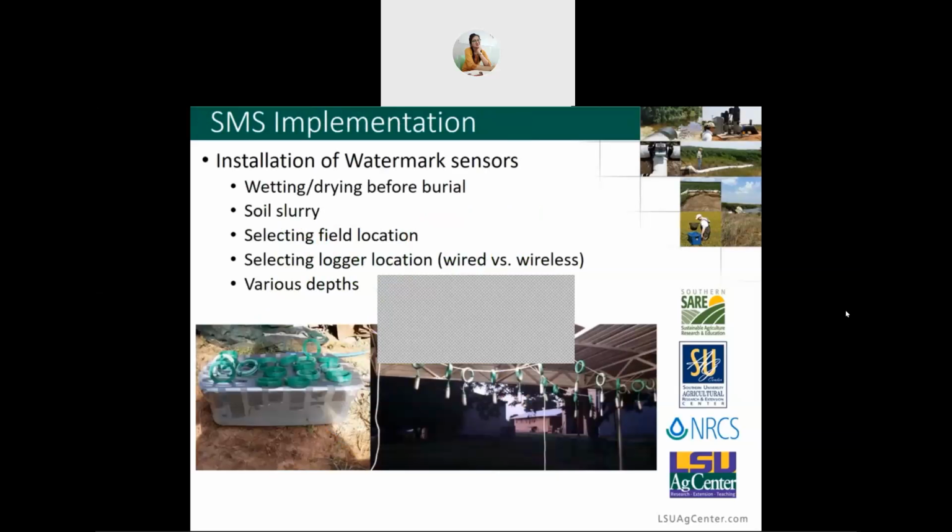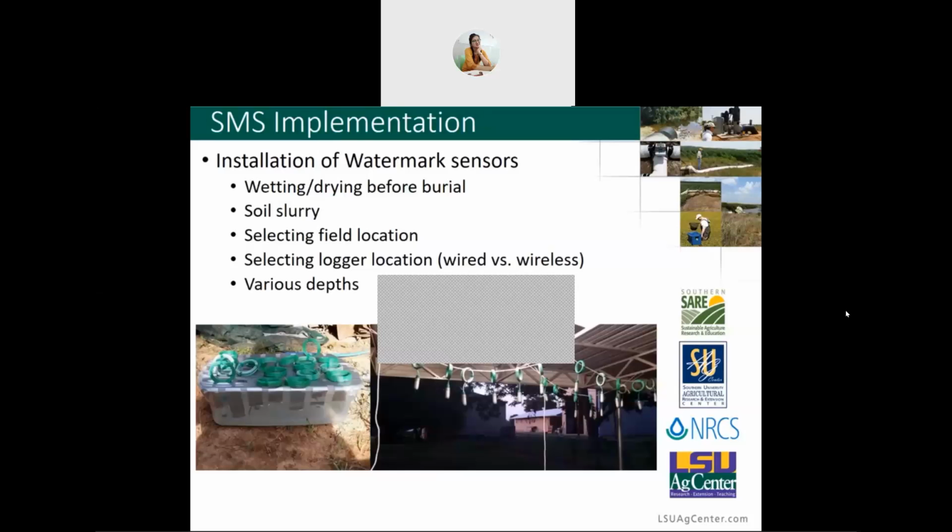And so when you're going to implement soil moisture sensors, one thing to consider is how they need to be installed. The Watermark specifically has some rules with them. They have gypsum material inside, and so to properly use that material, it needs to be exposed to the full wetting and drying cycle before it is installed.